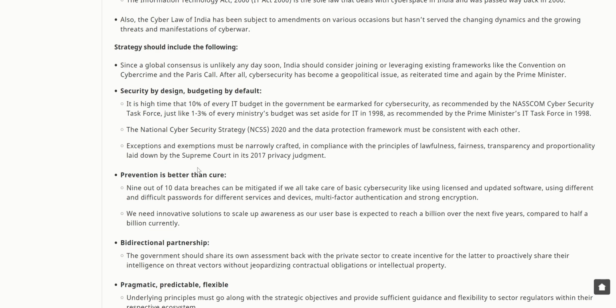The National Cybersecurity Strategy 2020 and the Data Protection Framework must be consistent with each other. Exceptions and exemptions must be narrowly crafted in compliance with the principles of lawfulness, fairness, transparency, and proportionality laid down by the Supreme Court in the 2017 privacy judgment.